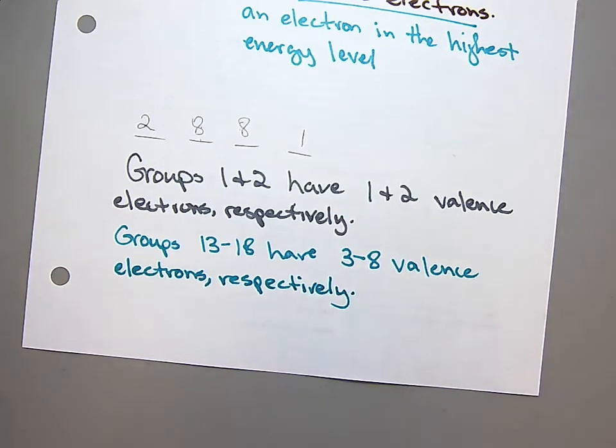Okay? Super simple, right? Alright, so how many valence electrons does oxygen have? 6. Has 6 valence electrons. How many energy levels? 2. How many valence electrons does aluminum have? 3. How many energy levels? 3. How many valence electrons does magnesium have?